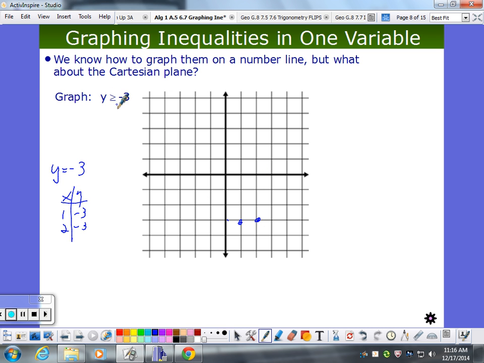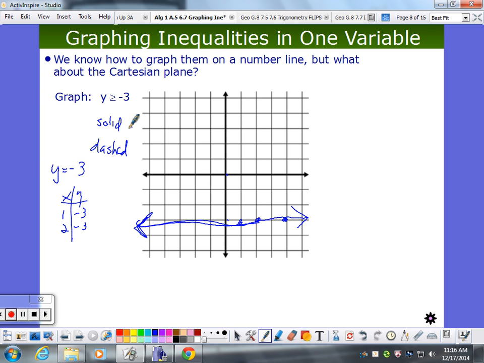Solid or dashed line? Solid. Why solid, Danny? It's greater than or equal to. Equal, so all these work, because the y value is -3. Is -3 bigger than or equal to -3? Yes. But there are other values too. Let's plug in our friend 0, 0.